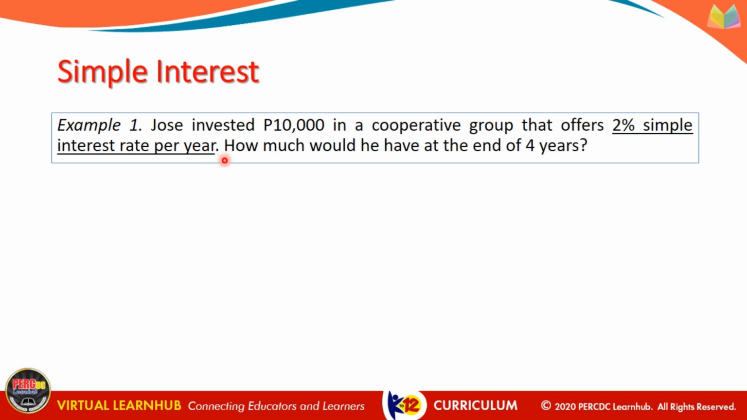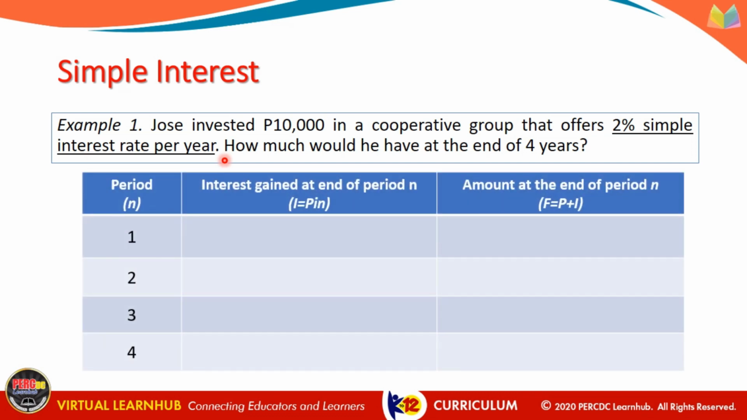In order to illustrate how simple interest works, let's make a table here. In the first column, we have period N. 1, 2, 3, 4. That's for first year, second year, third year, and fourth year. For the second column, we're going to write interest gained at end of period N. We know that interest I is equal to principal P times interest rate I times number of periods N. And on the third column, we're going to have amount at the end of period N. We know that future value is equal to principal plus gained interest.